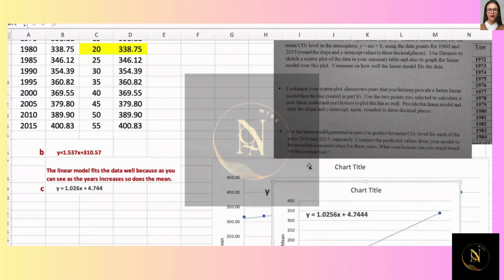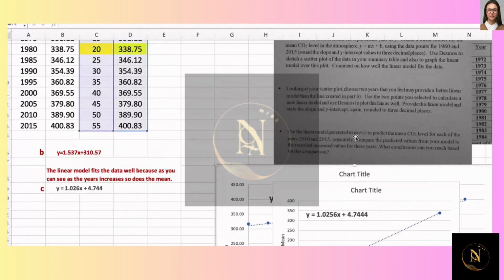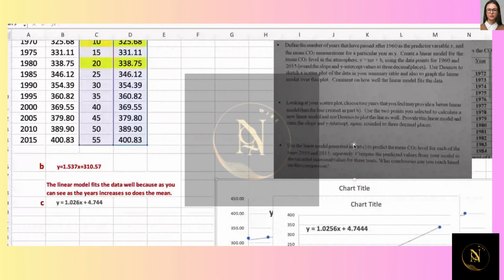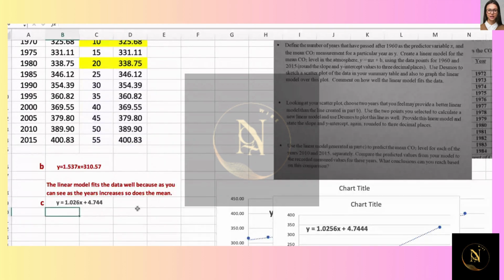Then it says, use the linear model generated in Part C to predict the mean CO2 level for each year's 2010 and 2015. Separately, compare the predicted values from your model to the recorded measure values for these years. What conclusions can you reach based off of this comparison? So 2010 and 2015. So for 2010 is 50 years since 2060. I'm sorry, since 1960.